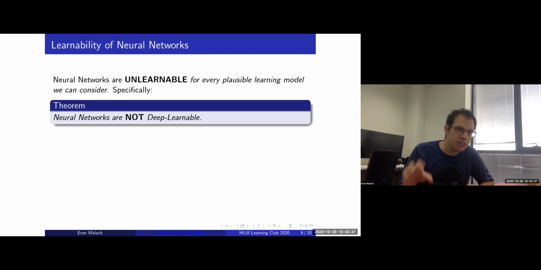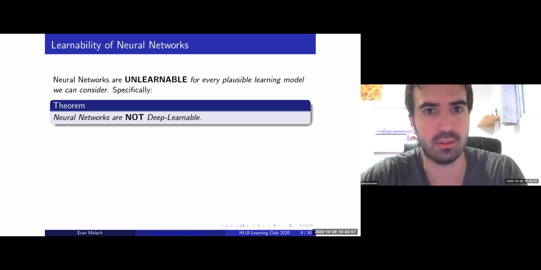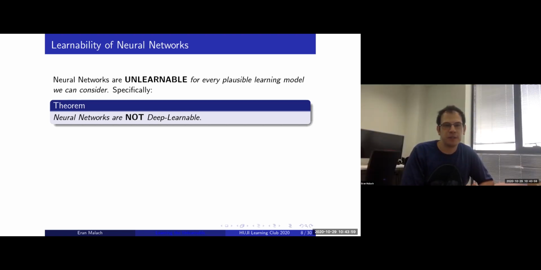So I'll give a formal definition of neural networks when we get to the positive result. But for now, it works for pretty much any architecture, any activation function, and any learning model that you can think of. Right. And is it also like every learning algorithm, or is it just gradient descent? Yeah, it's a good question.